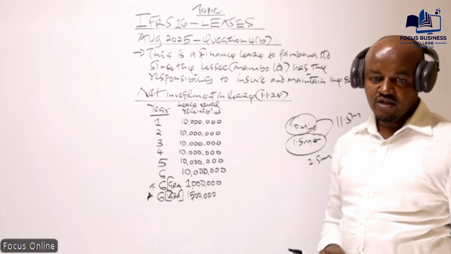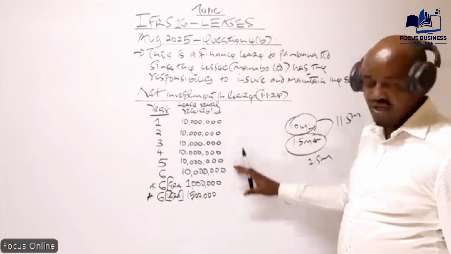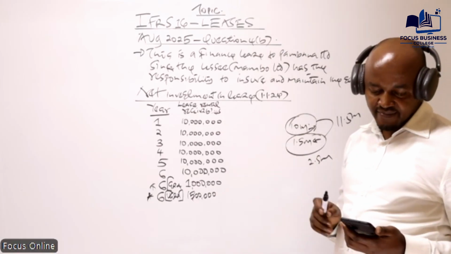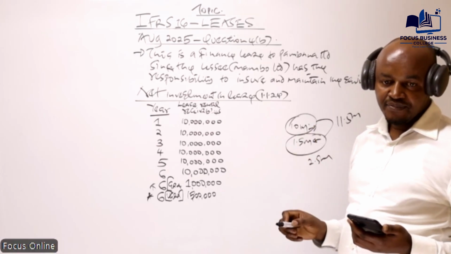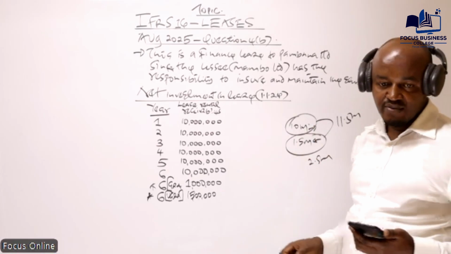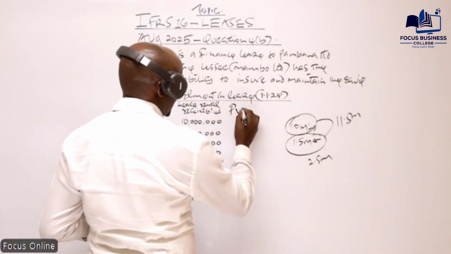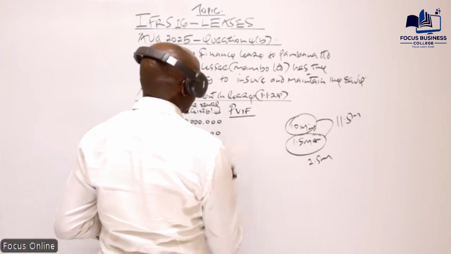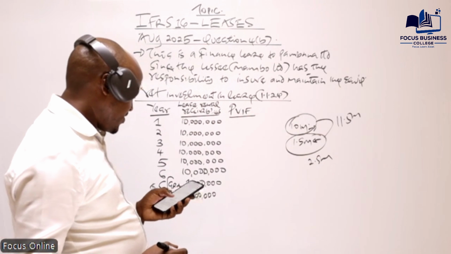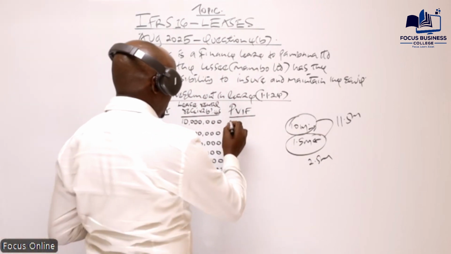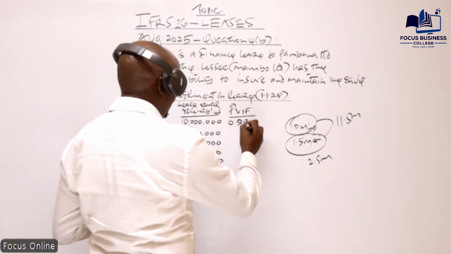Are we together up to that point before we proceed to discount this? The reason I'm using this particular approach is because the examiner has given us those present value interest factors. So having this, I need the present value interest factors. The present value interest factor for year 1 is 0. I'm using the values which are given here.